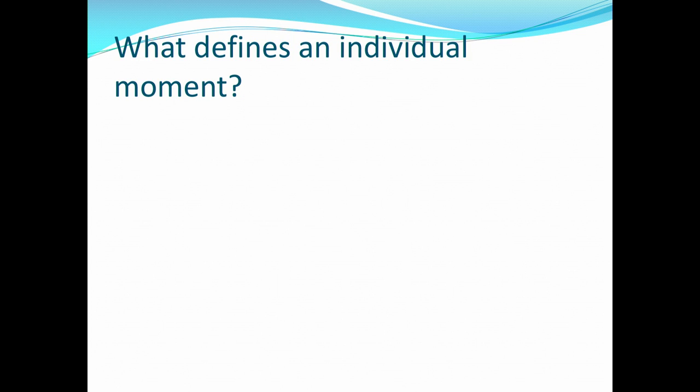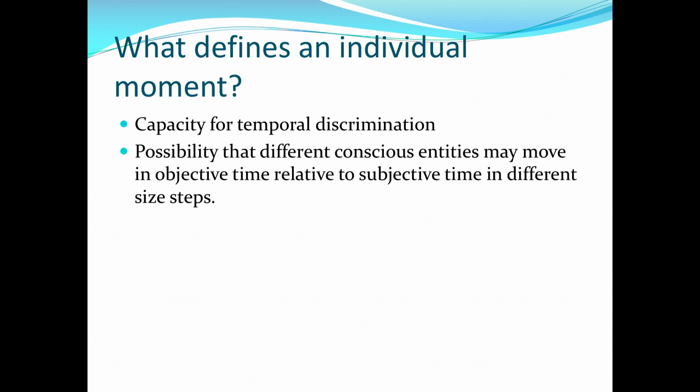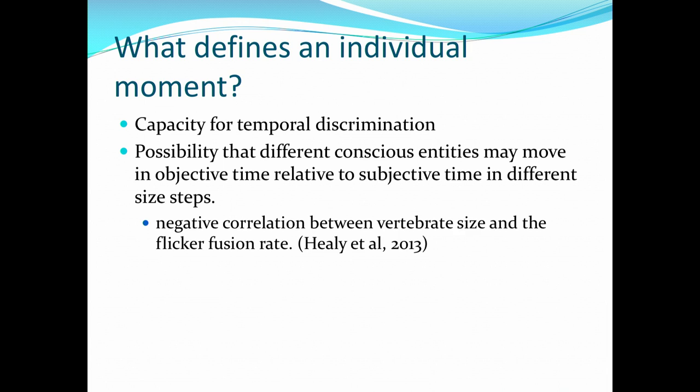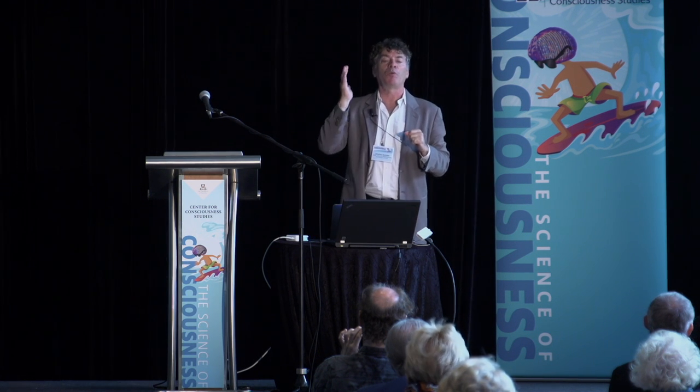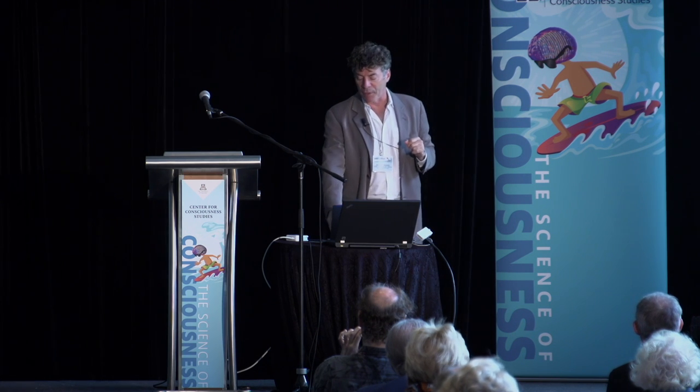What defines an individual moment? This is where I think you can actually start to create a connection between this theory and actual physical observations. So it's possible that different conscious entities may move in objective time relative to subjective time in different size steps. And there's actually been some evidence for this that I'll show you in a second, which shows a negative correlation between vertebrate size and flicker fusion rate. A flicker fusion rate is the rate at which a strobing light is experienced as not strobing anymore. Fluorescent lights are actually strobing, but they're past our flicker fusion rate, and so we don't observe them.